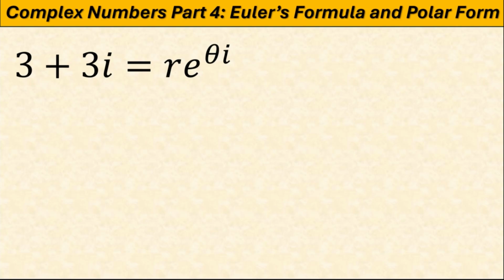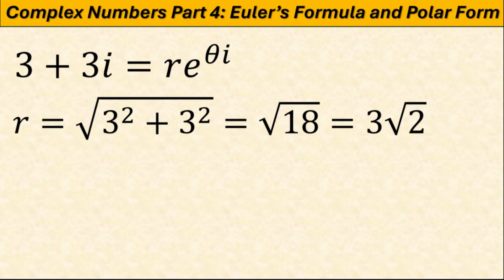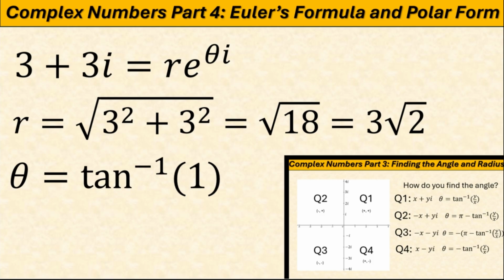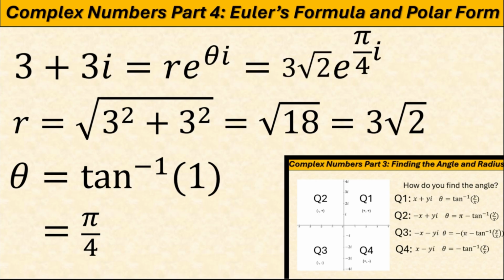Let's try an example of putting a complex number into polar form and then putting it back into rectangular form. First, we must find the radius, which using the method from part 3 gives that it is equal to the square root of 3 squared plus 3 squared, which is the square root of 18, which can be simplified to 3 square root of 2. Noticing that our complex number is in quadrant 1, we can see that the angle is going to be the arctangent of 3 over 3, which is just the arctangent of 1, which is just equal to exactly pi over 4.